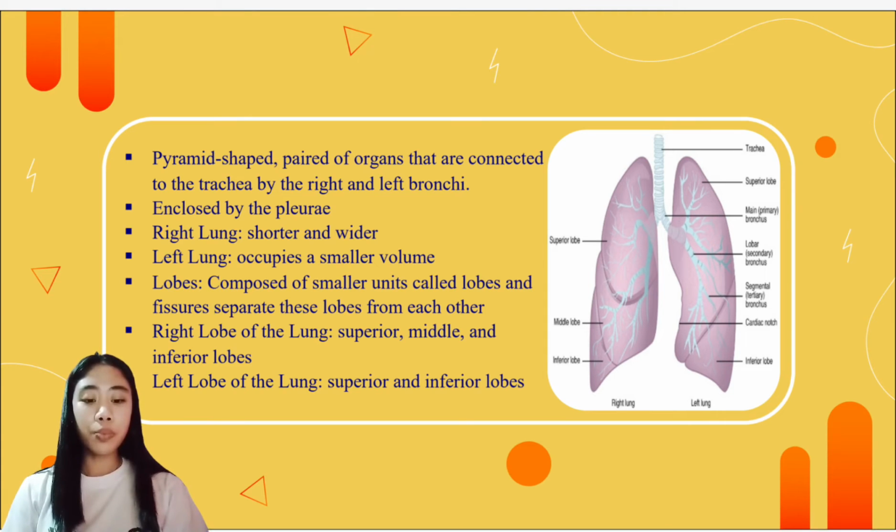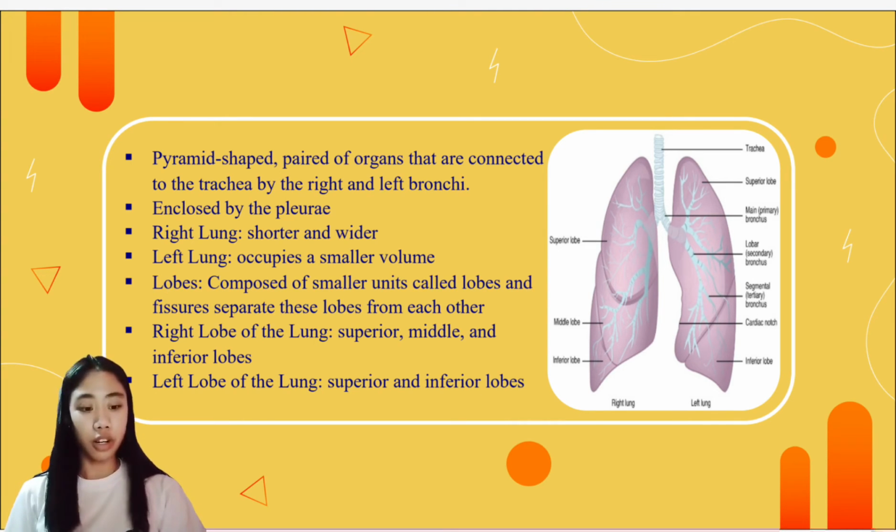Each lung is composed of similar units called lobes. Fissures separate these lobes from each other. The right lung consists of 3 lobes, which are the superior, the middle, and the inferior lobes, and the left lung consists of two lobes, the superior and the inferior lobes.